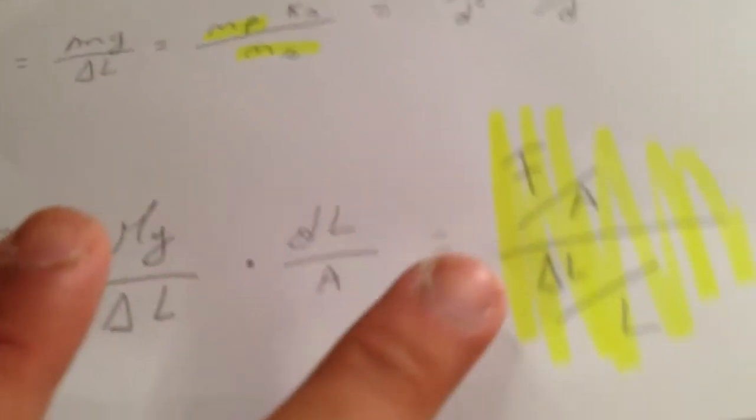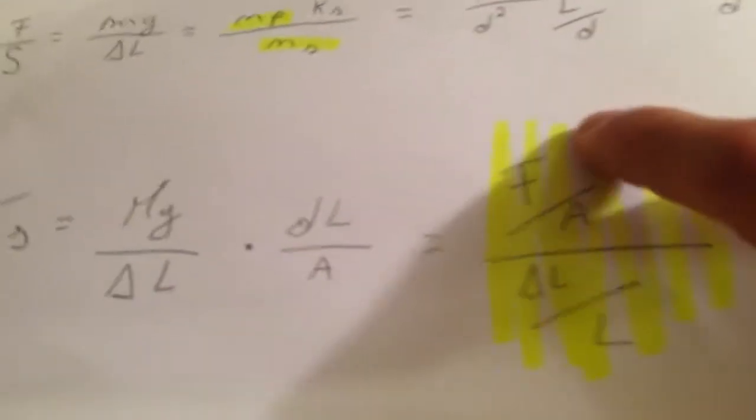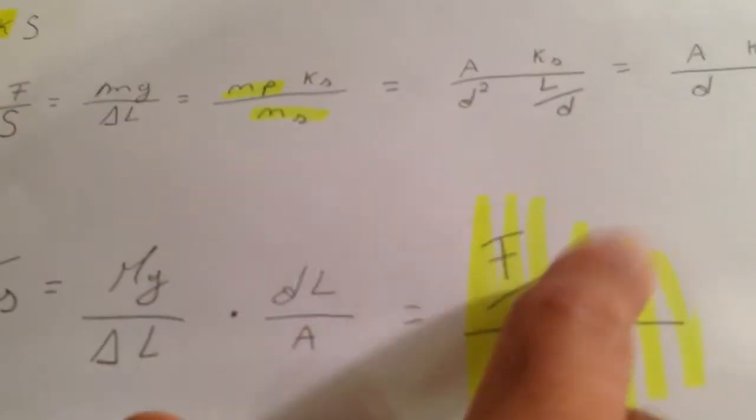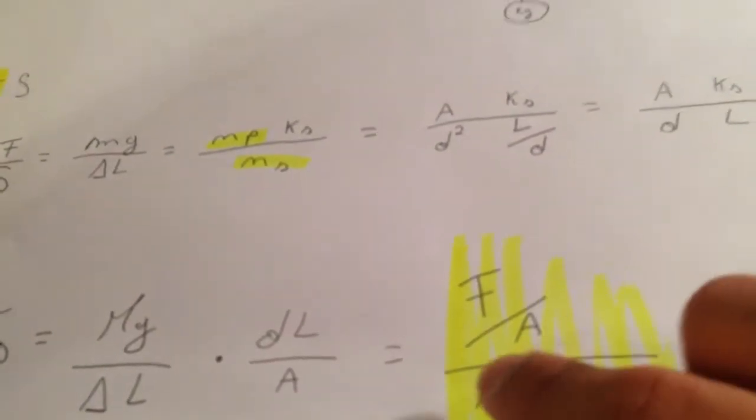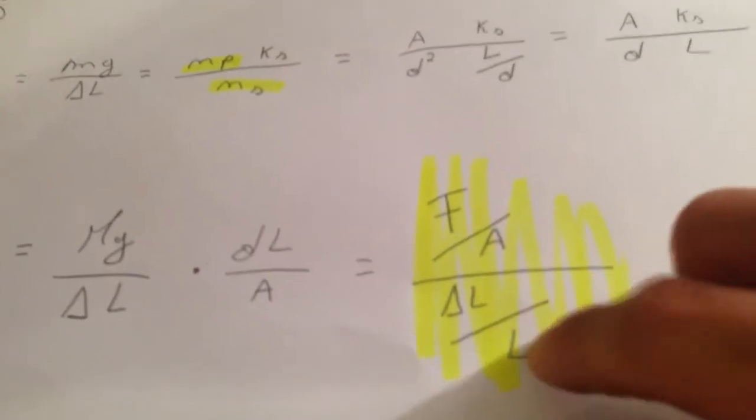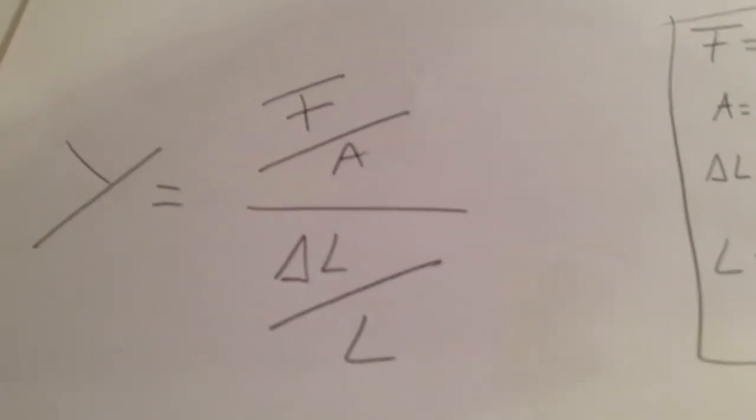And now I can cross multiply them, and I get F equals mg. Remember, F and mg are the same thing. F divided by A, divided by delta L divided by L. That looks very familiar. That is just like Young's modulus equation. We did it. We just derived Young's modulus equation. Thank you.